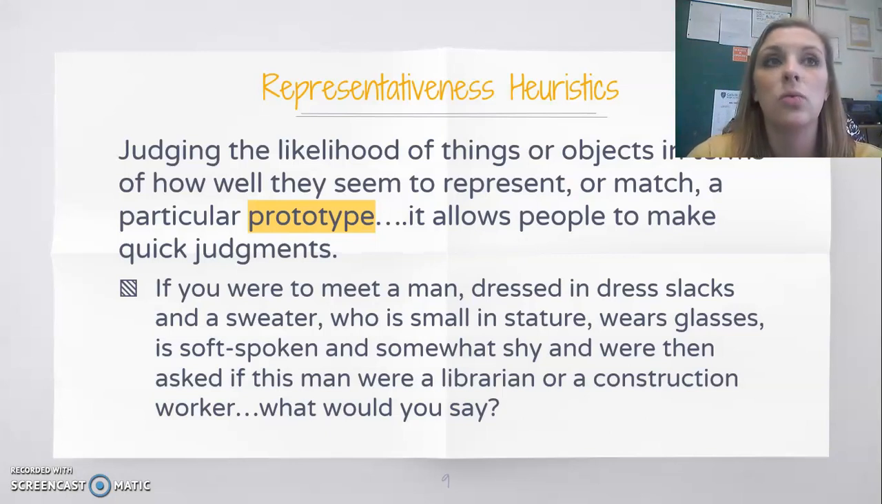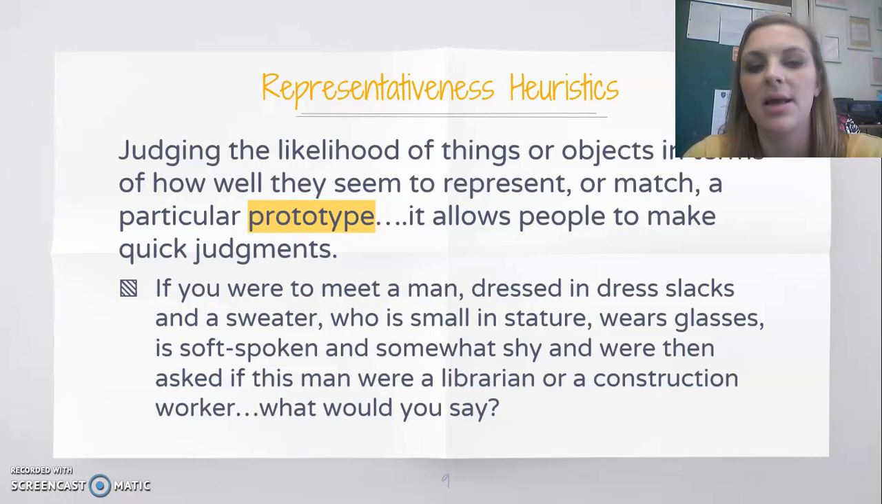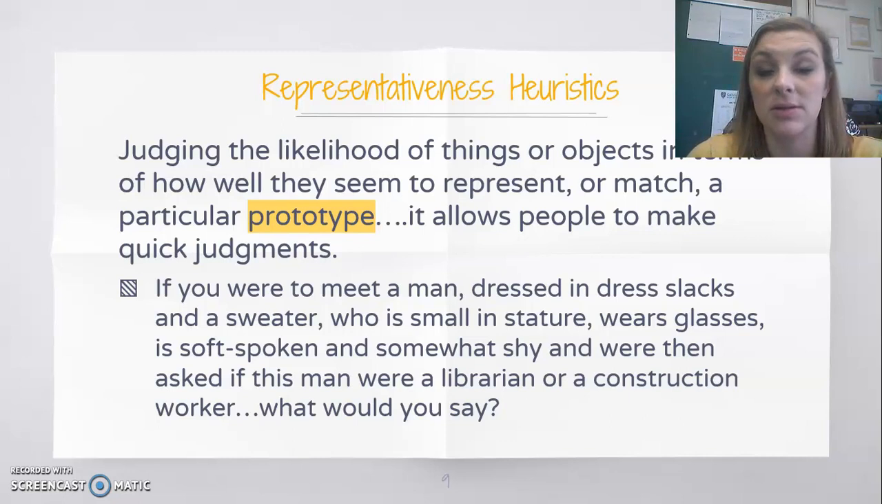Okay, so this is judging the likelihood of something or an object in terms of how well they seem to represent or match a particular prototype. It allows us to make quick judgments. Okay, so we determine whether or not whatever we're seeing, that thing or that object, is representative of our prototype.